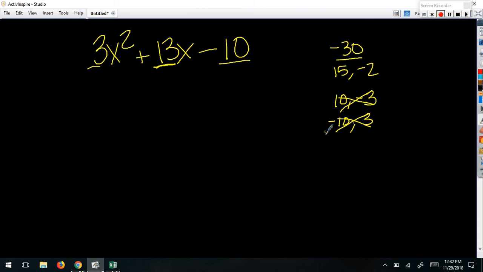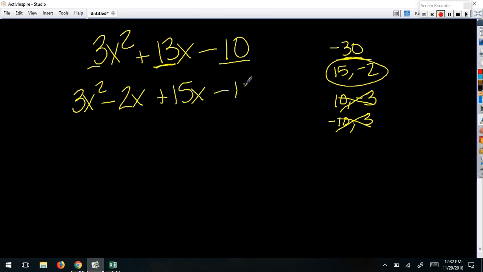All right. These are what we use to rewrite the middle of the equation. 3x squared. I always start with the minus term. It makes factoring a little bit easier. Plus 15x minus 10. If you look, what is negative 2x plus 15x? I've just written it a different way. And now I'm going to group it.